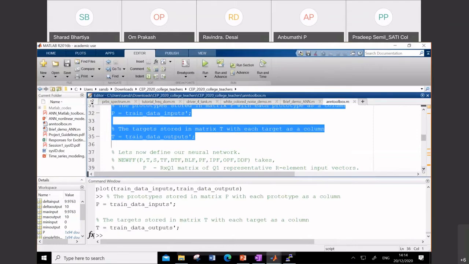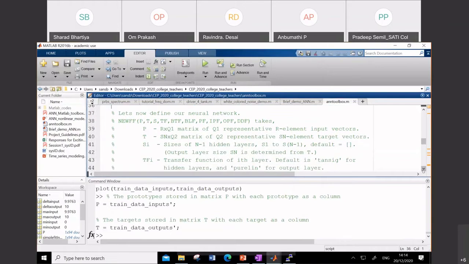Now is the time to go to neural networks. The neural network toolbox in MATLAB has undergone a lot of changes, and the MATLAB that I have is the 2016 version. There's a command called newff, new feed forward. If you see, these arguments should make a lot of sense to you. P, of course, is your input. T is the target. S is a vector of the number of neurons in the hidden layer.